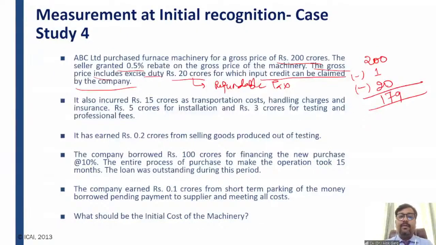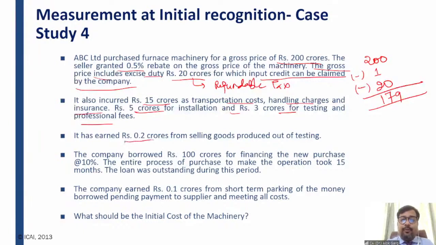Clear? It also incurred 15 crore as transportation cost, handling charges and insurance, rupees 5 crore for installation and 3 crore for testing and professional fees. So these are the directly attributable costs. 15 crore is the transportation cost, handling charges and insurance. 5 crore is installation cost. 3 crore is testing and professional fee. So guys, it's 15 plus 5 plus 3. 15 and 5 is 20, and 20 plus 3, 23 crores will be added as directly attributable cost.